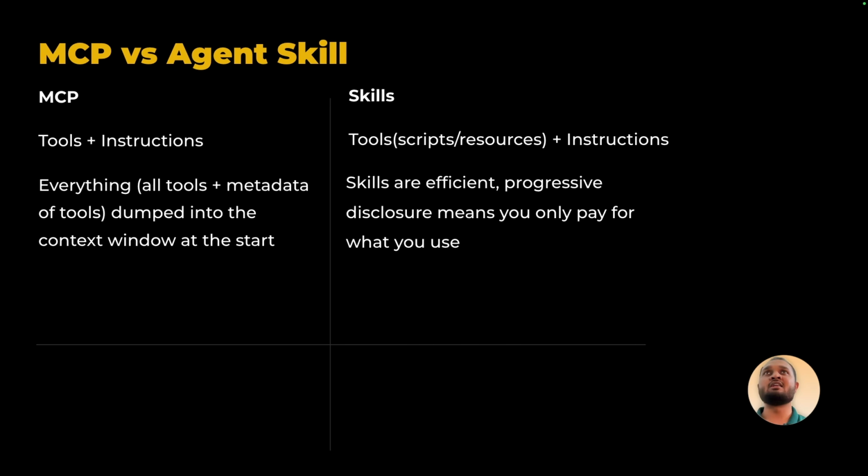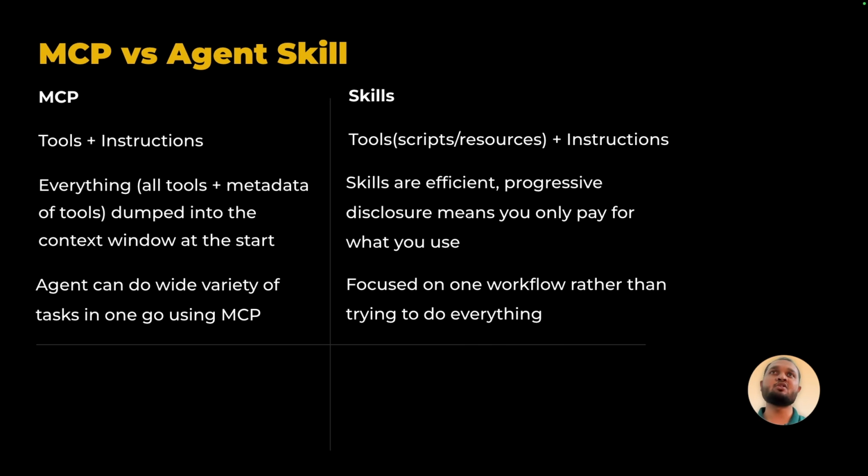But in case of skill, it works on progressive disclosure. That means you only pay for what you use. And this is a very important distinction between MCP and skill. One other thing is agent can do wide variety of tasks in one go using MCP, because via MCP agent can connect to wide variety of tools and can perform wide variety of tasks. But in case of skill, it is focused on one workflow rather than trying to do everything.